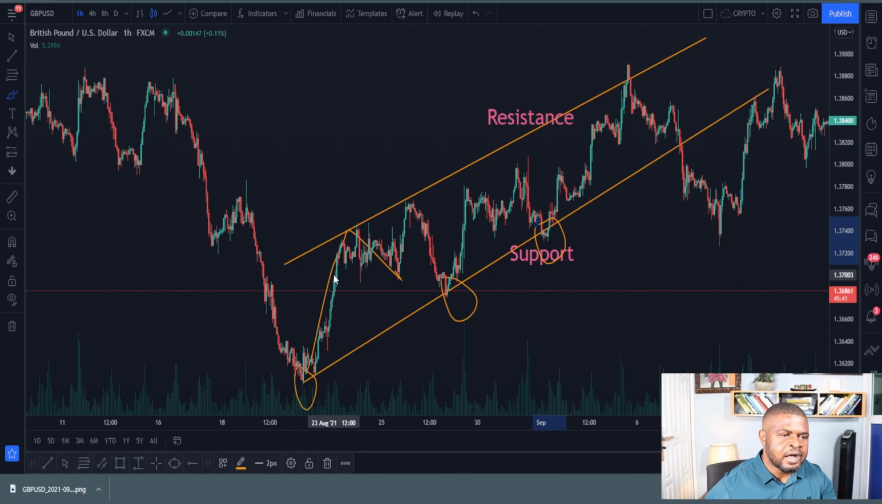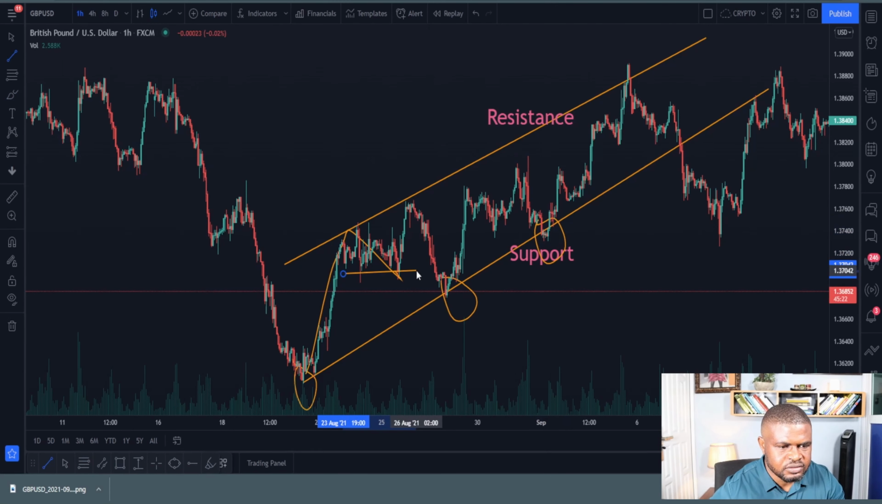But at this point here we have just 2 points touching, 1, 2, right? You can assume that is a mini horizontal support, right? Yeah, mini horizontal support. Now the price could not travel below to the major support line.